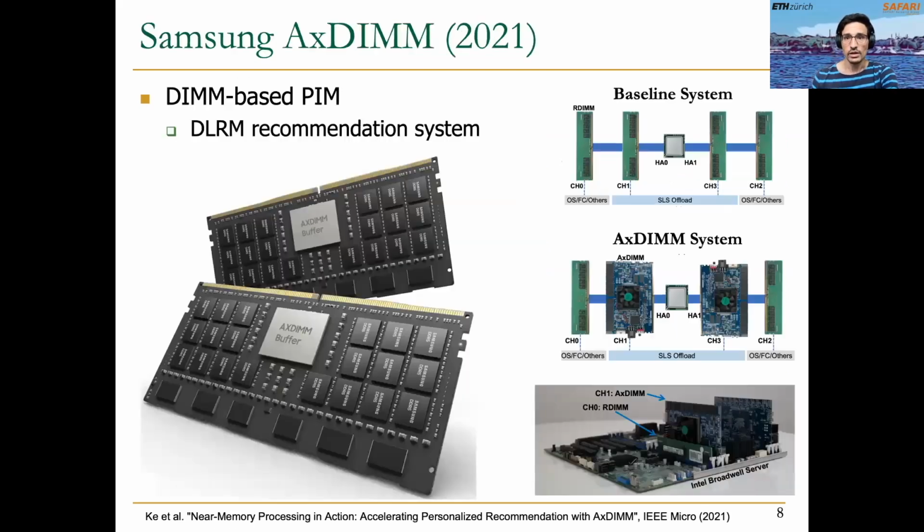that is useful to move data around between processing units and between banks. And more recently, in our last lecture, we presented another proposal from Samsung that is called AXDIM. In this case, it's a DIMM-based processing in memory system that has been prototyped and tested for recommendation systems.